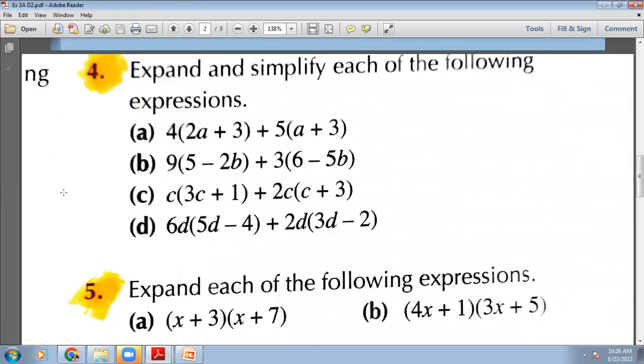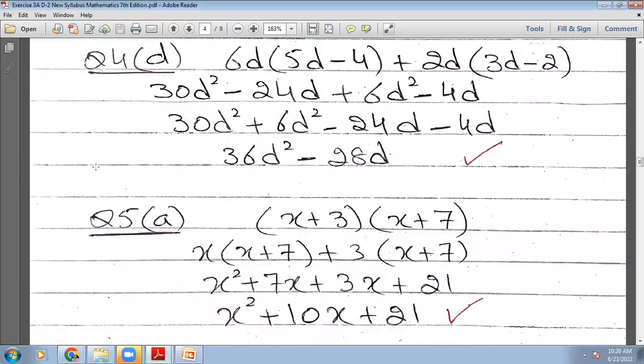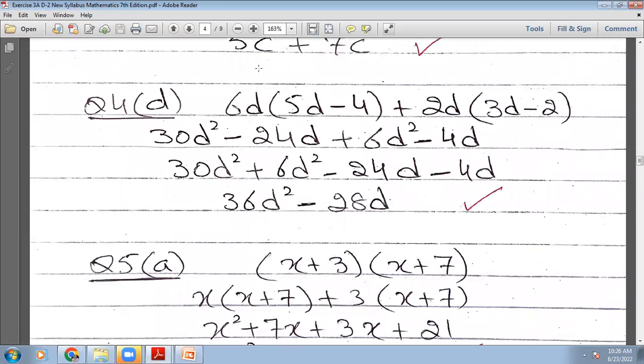Now we are going to the D part. He says 6D bracket 5D minus 4 bracket close plus 2D bracket 3D minus 2 bracket close. Okay, so very simple question. I hope now you understand. Now 6D will multiply both these terms, and this plus 2D will multiply both these terms. So when these two multiply, you will have 30D squared. When this and this multiply, you will have minus 24D. When this plus 2D multiplies with the 3D, you get 6D squared. When this 2D multiplies with the minus 2, you will get minus 4D.